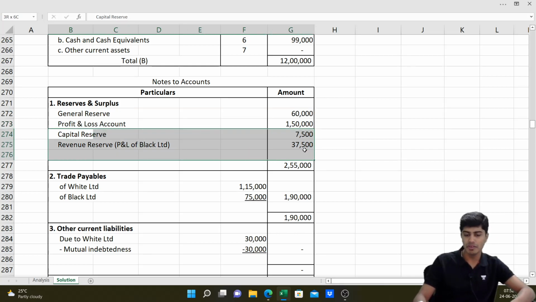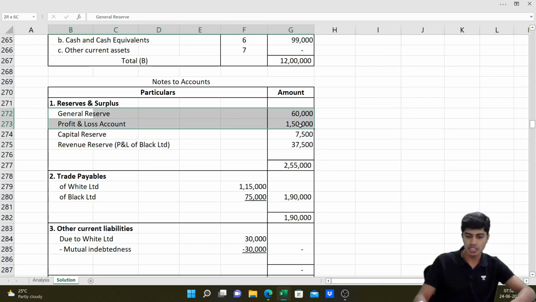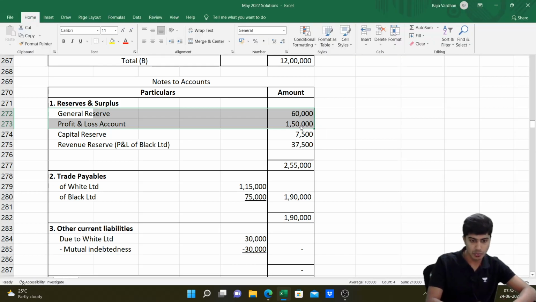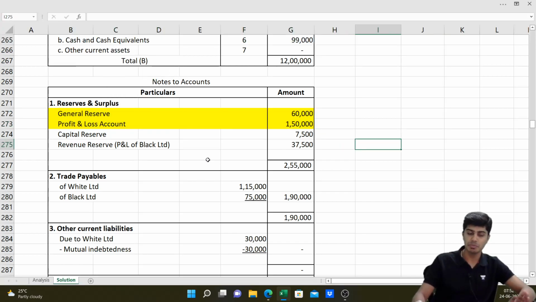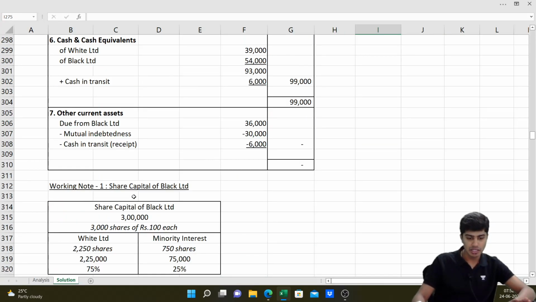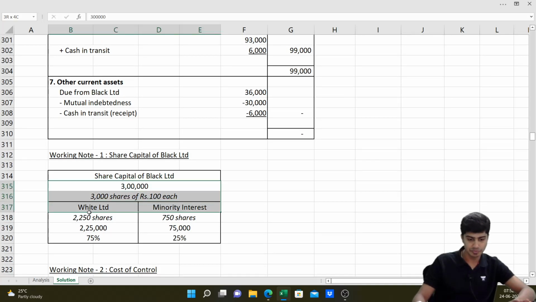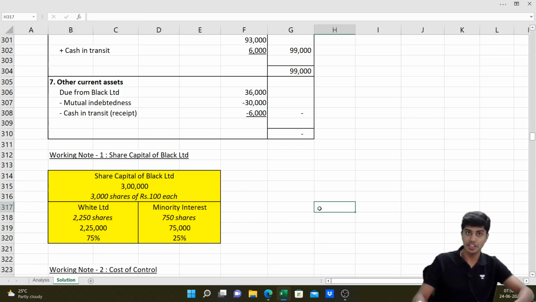These two items will come by working note. I have not explained them yet; I'll explain them. But right now, what you need to note is that these two have been taken care of. Whatever I have taken care of, I'll fill a color here to make you understand. So general reserve and P&L account, you understood how it came. So this much is done.